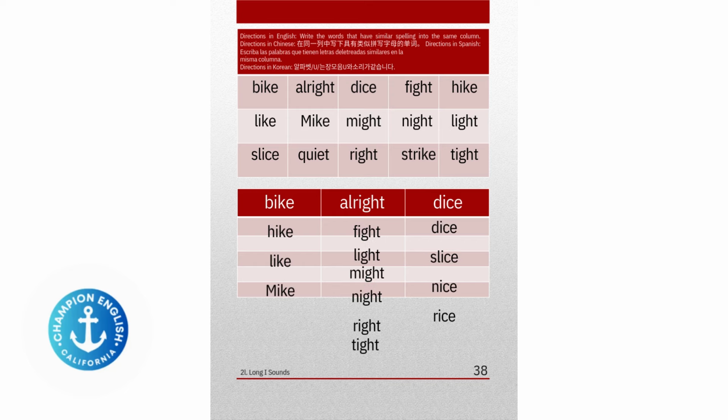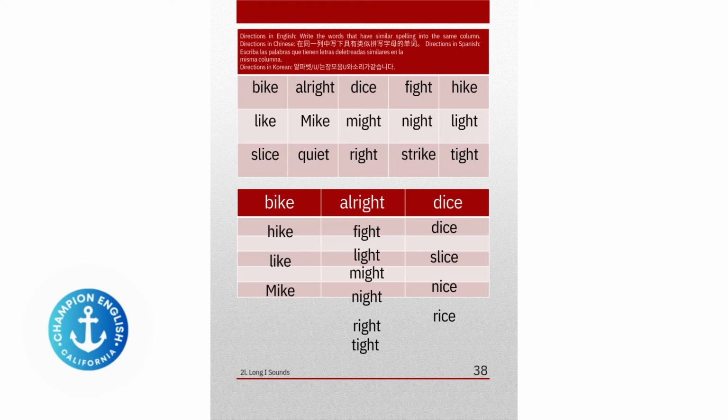Okay, good job, everyone. Here we are, looking at our words that rhyme with bike, all right, and dice. Can we say that together? Bike, bike. All right, all right. Dice, dice. Okay, students, here we go. In your first column, you should have hike, like, and Mike. In the second column, we have all right.